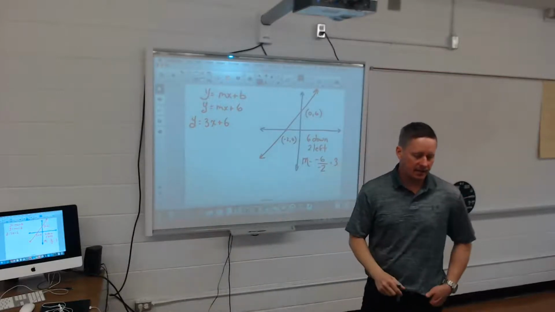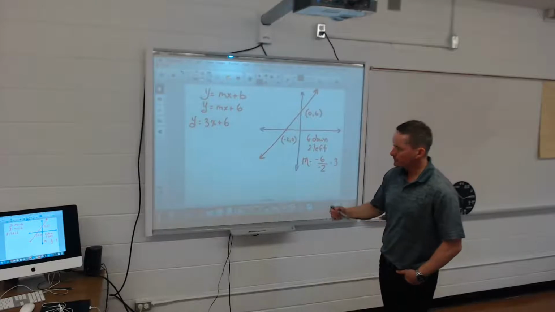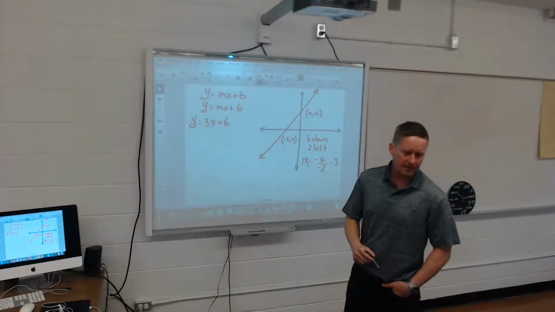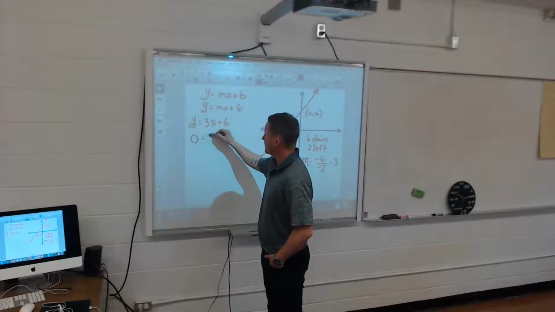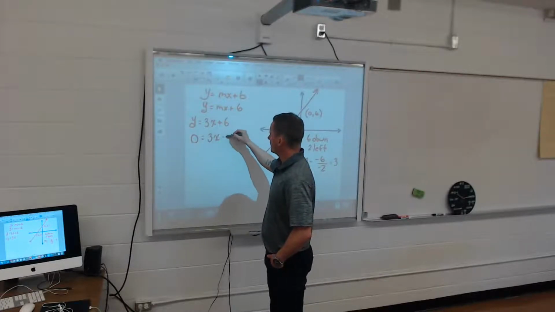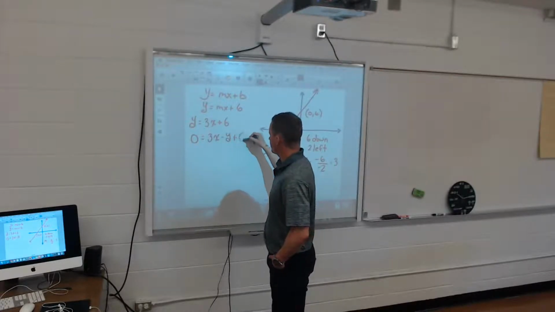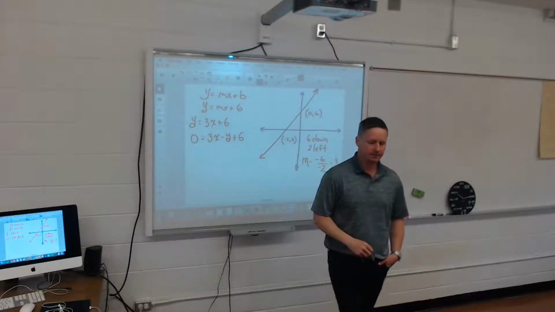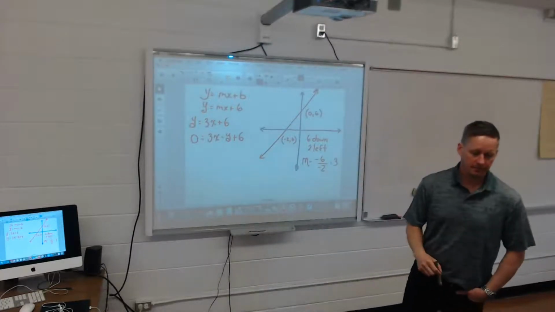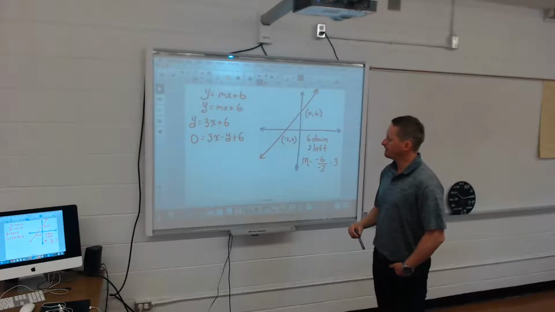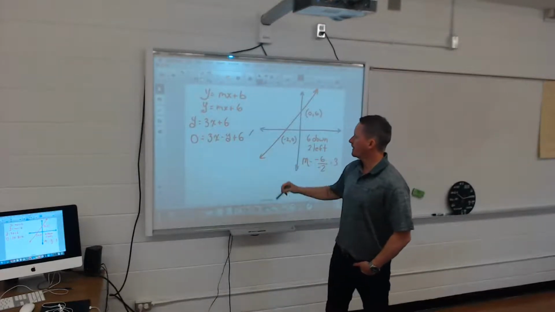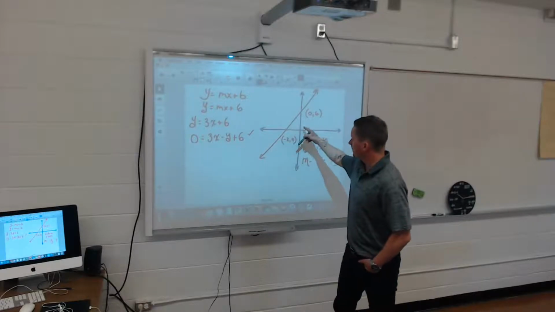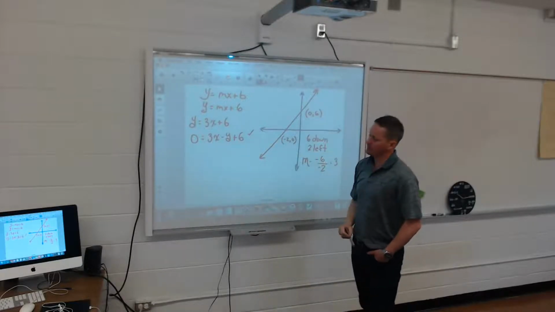And then to get it into general form, I simply move the y to the same side as the x and the 6. So 0 equals 3x minus y, add 6. All right. So this is the general form of the equation of the line that goes through minus 2 and 0 and 0 and 6.